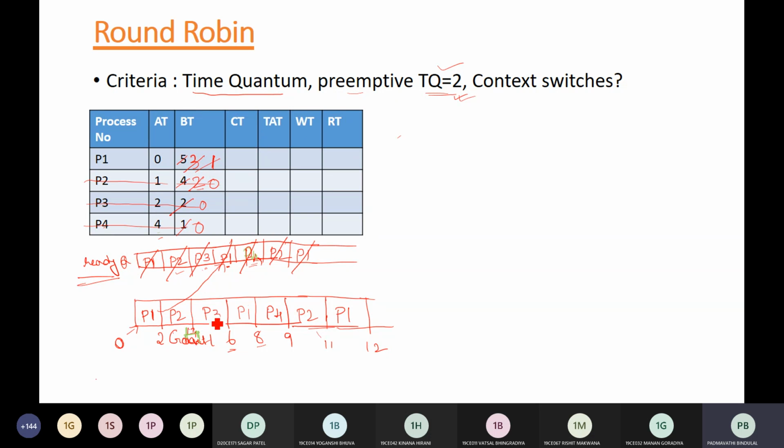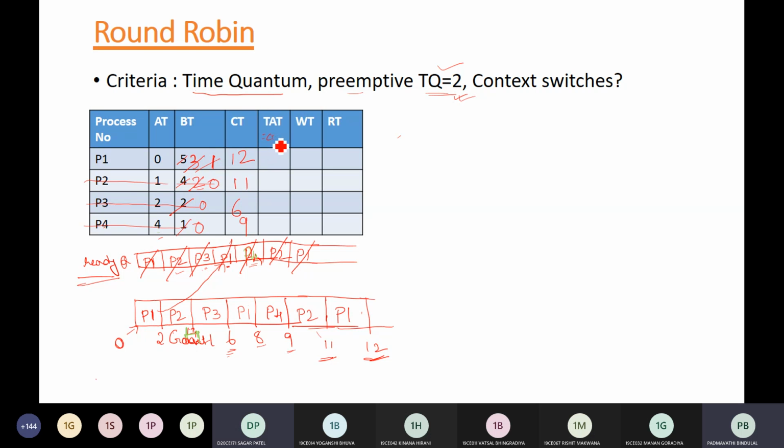So completion time is nothing but, in the Gantt chart you see where is the last occurrence of your process, and on the right hand side what is the time given, that you have to note down. So P1 process, it has occurred here. So what is the time it has completed? 12. Next, P2 process, it has completed at the 11th instant. P3 process, it has completed at the 6th instant. P4, 9. 9. Right?